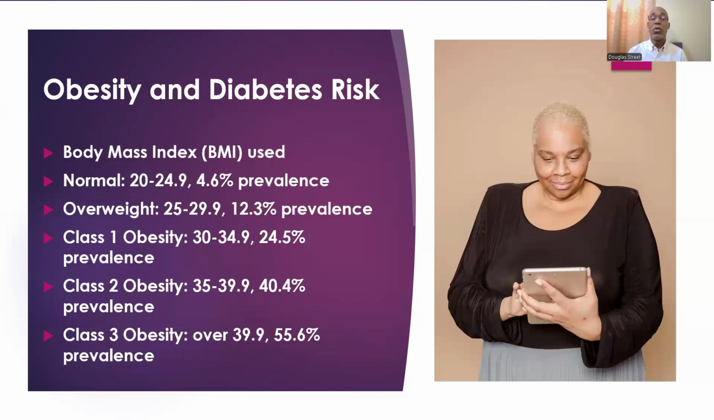Then you have those with class 2 obesity, where their BMI is between about 35 to about 40. It goes up to 40%. And when the BMI goes over 40, which is where you have class 3 obesity, 55.6% of those persons have diabetes. So you can see the more the weight goes up, the higher the risk of developing diabetes.